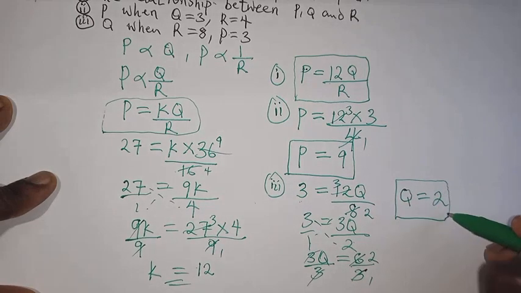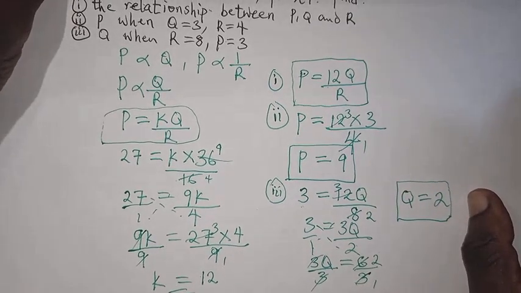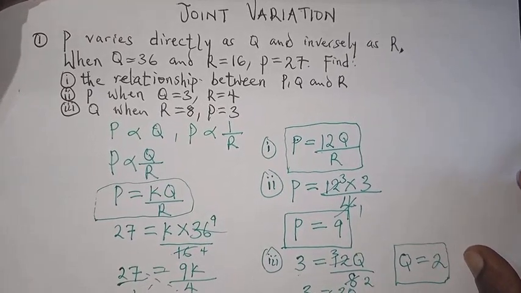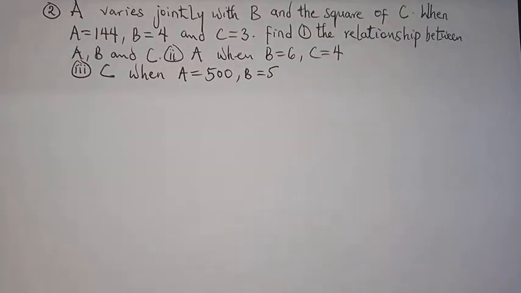So that is the answer to this particular question. So very simple. Now we're going to take the second example for today on joint variation.